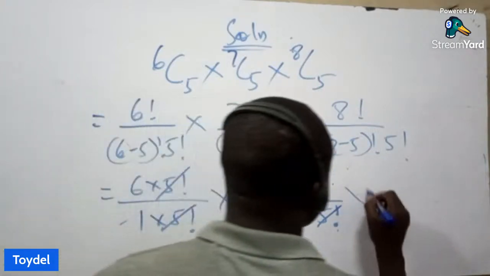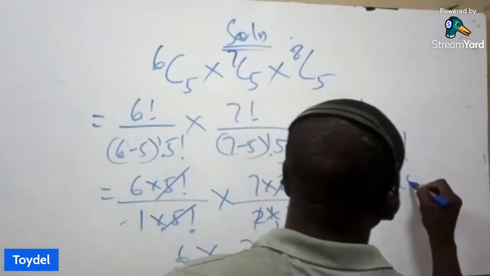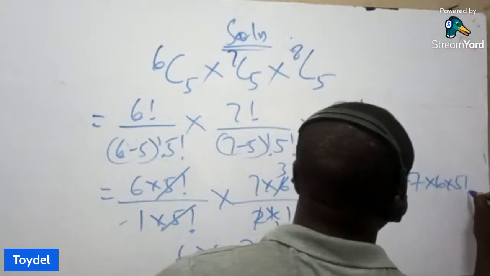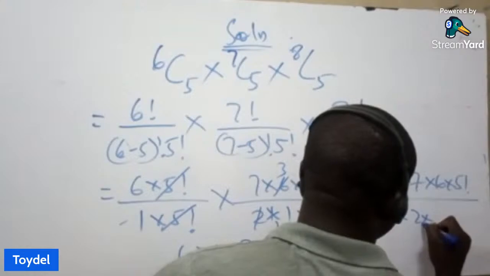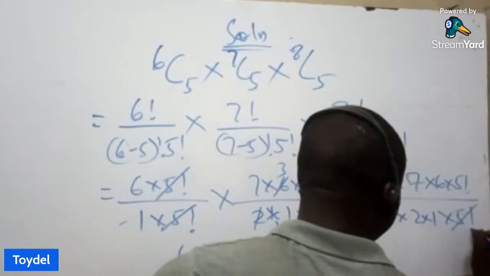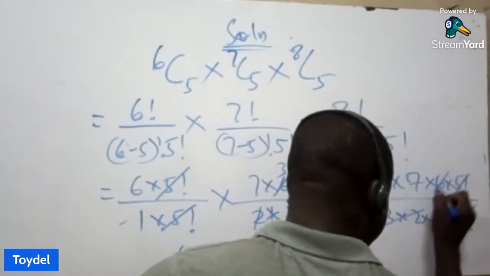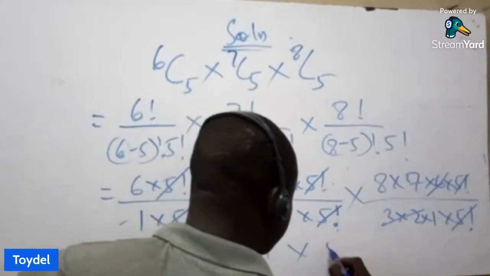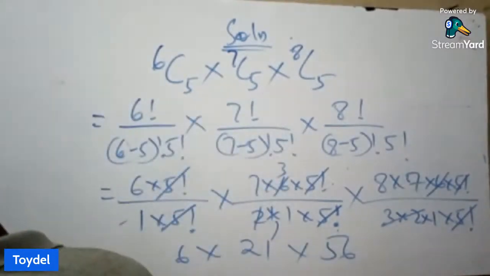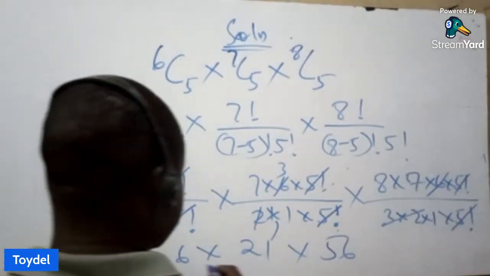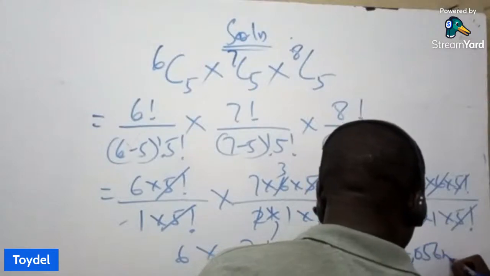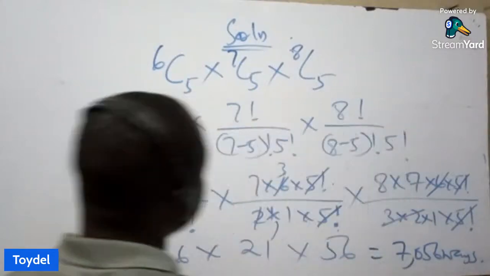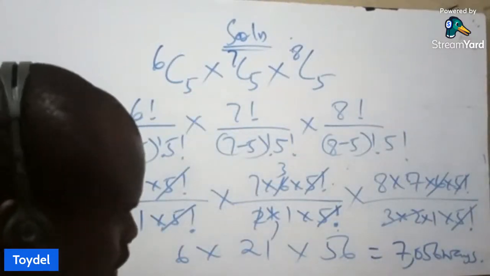Then multiply by, we move to the last one. 8 times 7 times 6 times 5 factorial, all over 3 factorial, which is 3 times 2 times 1. Then multiply by 5 factorial. This will take care of this. This will take care of this. Then at the end of the day, we have 8 times 7 to be 56. So the number of ways will now be 6 times 21 times 56, and that will be 7,056 ways. That's what we are going to get.